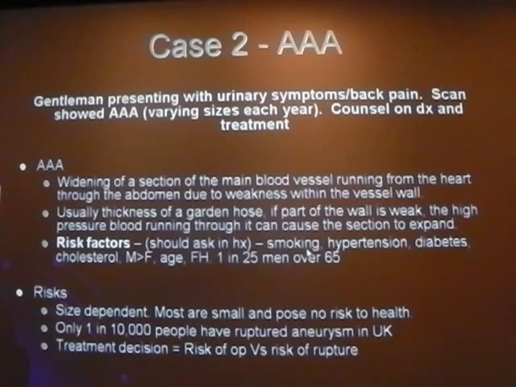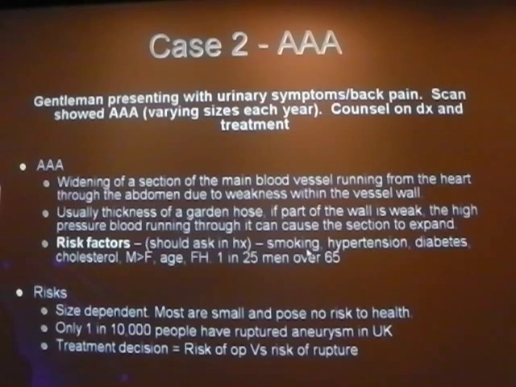Important to ask about the risk factors in history as soon as you suspect that it might be something to do with this. Just whack out the risk factors. So smoking, hypertension, diabetes, cholesterol, men more than women, obviously. High age, if you've got a family history of any sort of vascular disease.